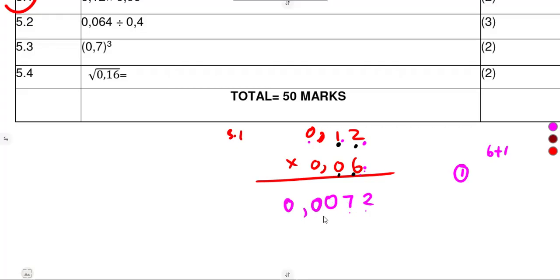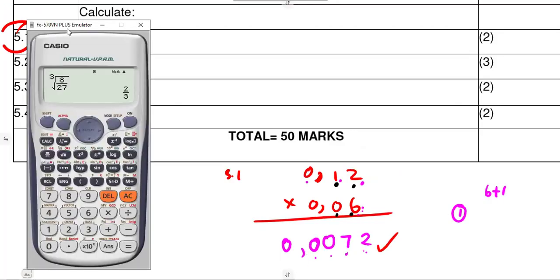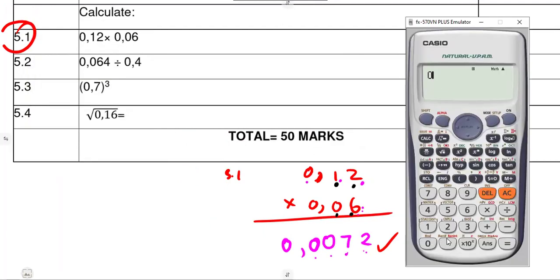We must have 1, 2, 3, 4 decimals after the comma. So that is it, just like that. So you can even use your calculator to verify. This one, you're not supposed to get a wrong answer because the calculator is there to give you the correct answer, to see whether whatever you have done is correct or not.